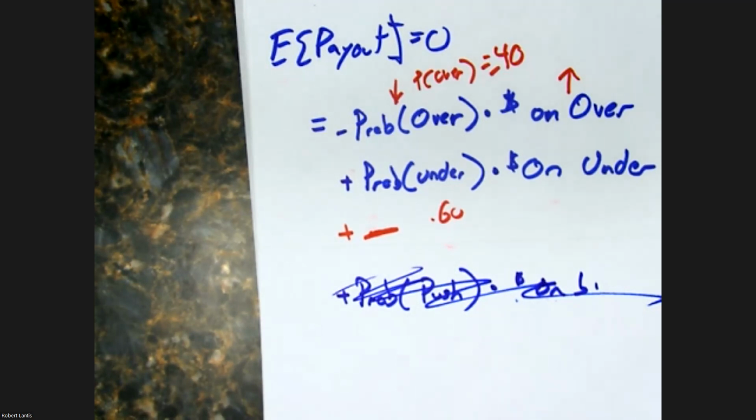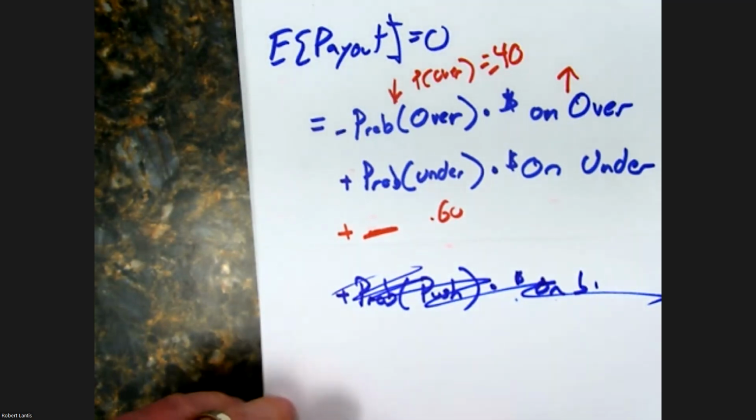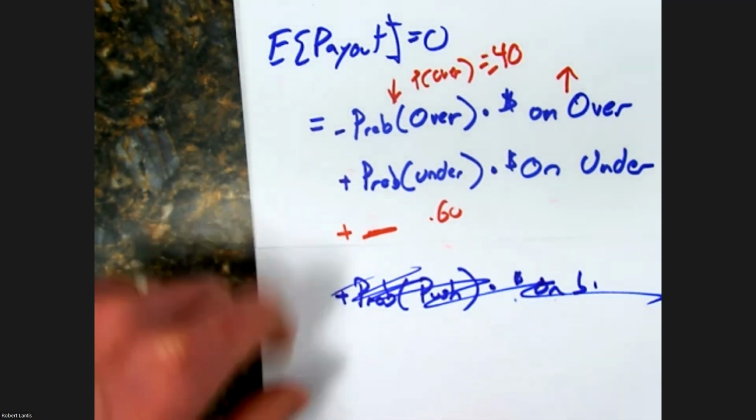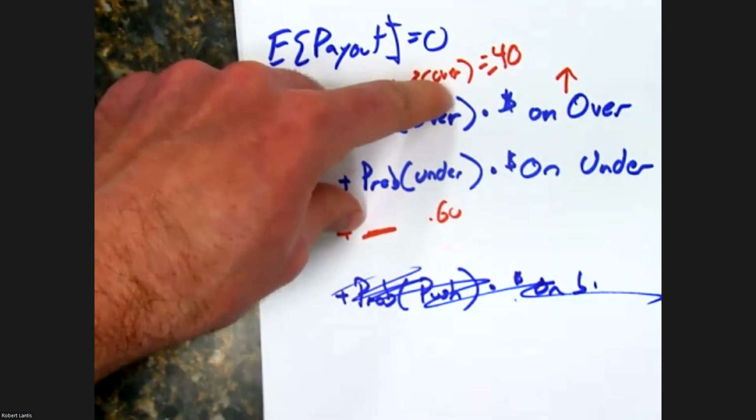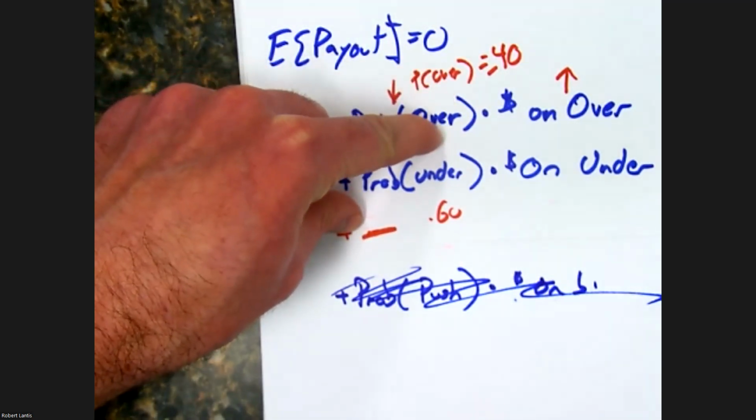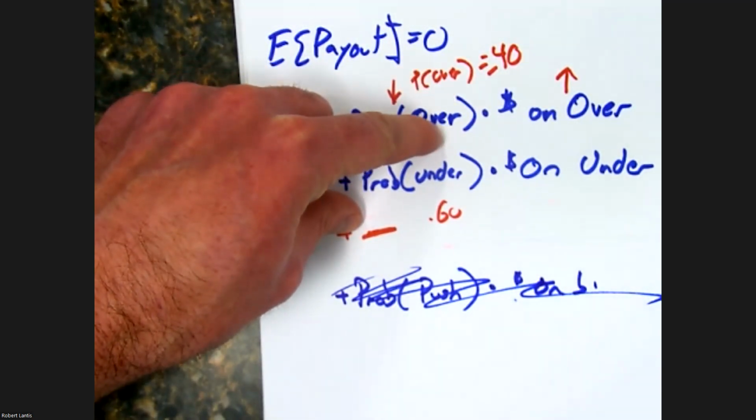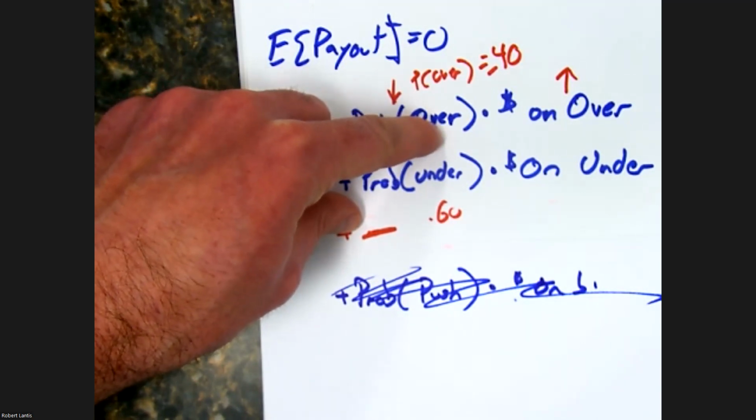Questions on that idea? Yeah. What about reverse line movement? So where more of the public is on one side, but the line goes the other way, like the line moves down.